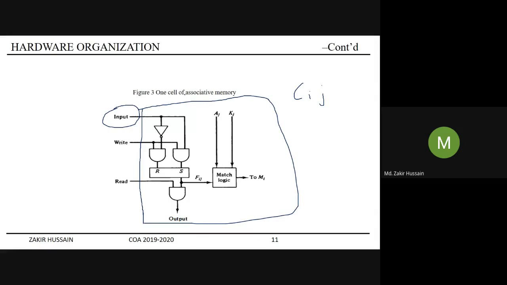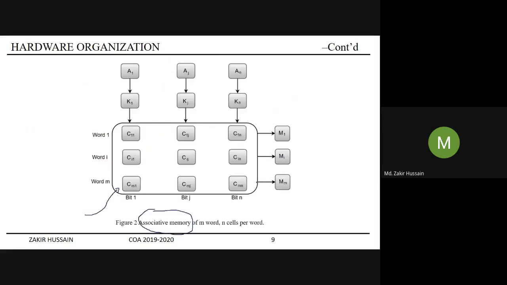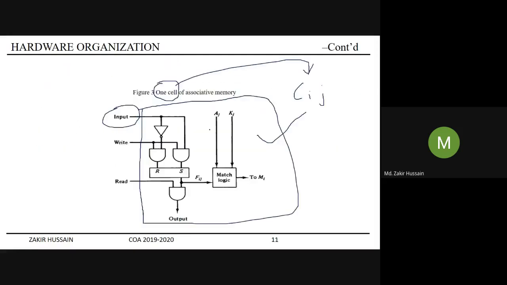So this is a one cell associative memory. This is one cell. One cell means this Cij. What is there inside? This is there inside. This entire thing is here inside. This one, you see C11. In this C11, what is there? This hardware is there inside.